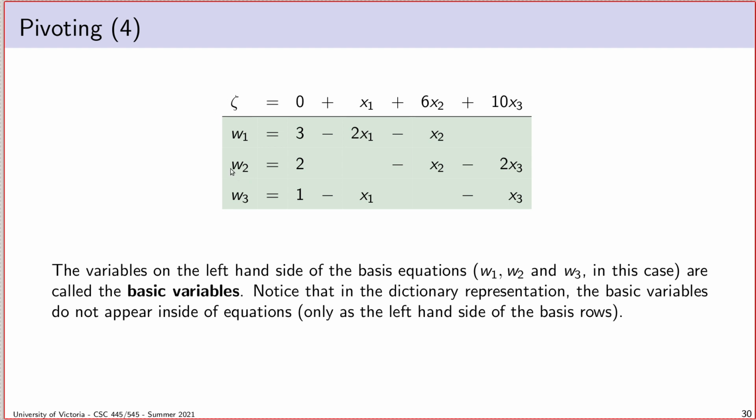So I would say W2 is a basic variable, and X3 is a non-basic variable. So the only variables that are called basic variables are the ones that look like this, that are defined with an equal sign in the basis rows. And we can talk about the basis row for W3, the basis row for W1, or whatever.